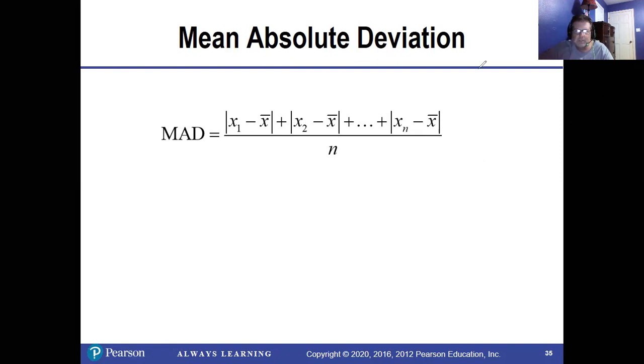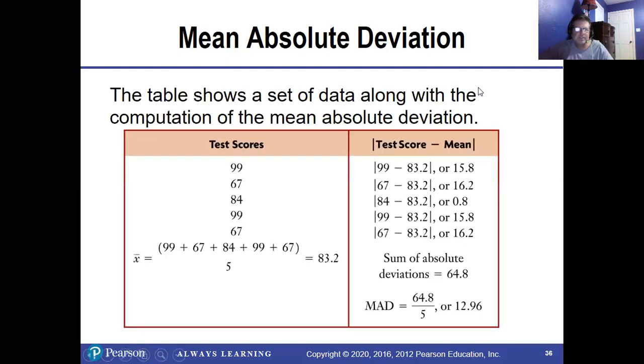It's actually fairly simple. Here are all my scores. The first thing you want is your average, because you're going to use it a bunch of times. You add them up and divide by 5, and you get your average, 83.2. Now, to find the mean absolute deviation, you take each individual number, 99, minus the average, which is 15.8. Take the next number, 67, minus 83.2.